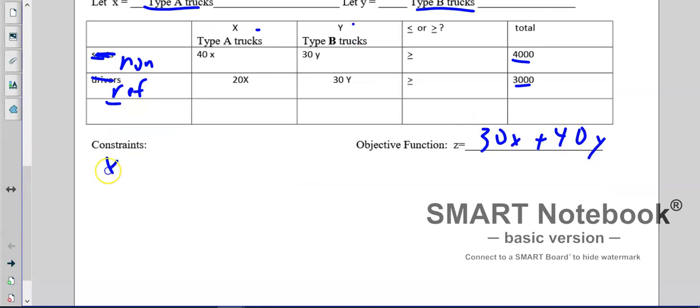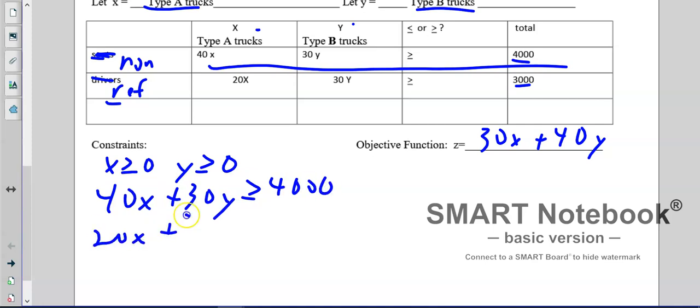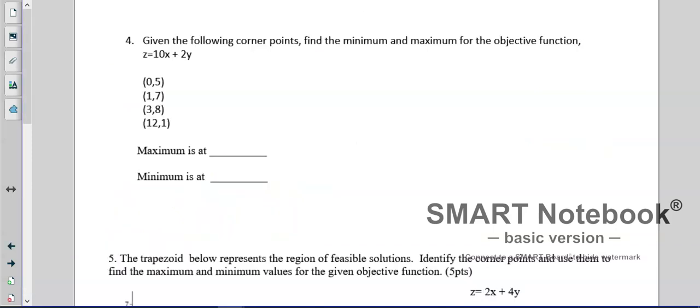Our constraints, don't forget to do these, get these out of the way right away. Those are every one of these problems. Then you just pretty much read straight across. 40x plus 30y greater than or equal to 4,000, and 20x plus 30y greater than or equal to 3,000. That's it. That's all you're doing. Just baby steps. We'll do a final problem at the end.